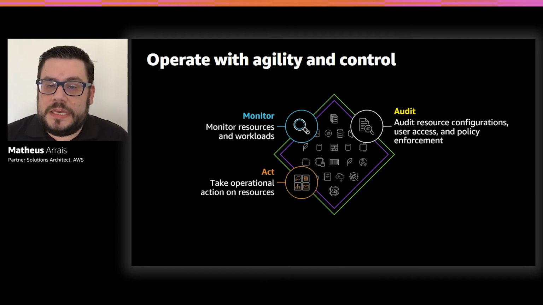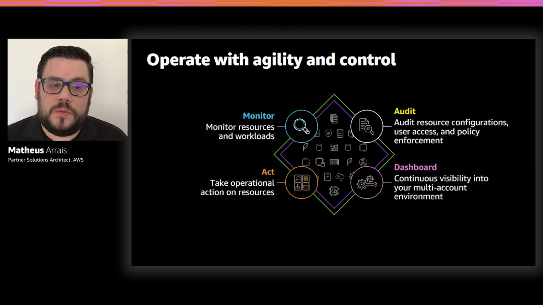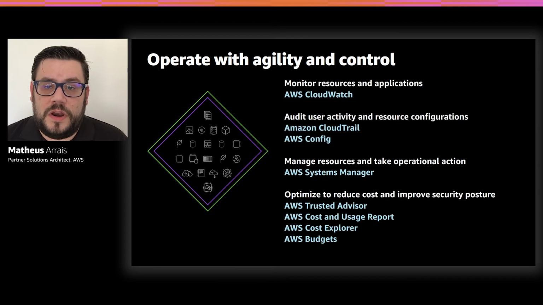Third, they want to take operational actions on those resources to manage them at scale, to logically group them in automation and operation tasks safely and securely at scale. And of course, they want to continuously have a visualization of their multi-account environment. So AWS Management and Governance services have, for each point mentioned, a service that can help achieve your goals using AWS Control Tower in your multi-account environment.